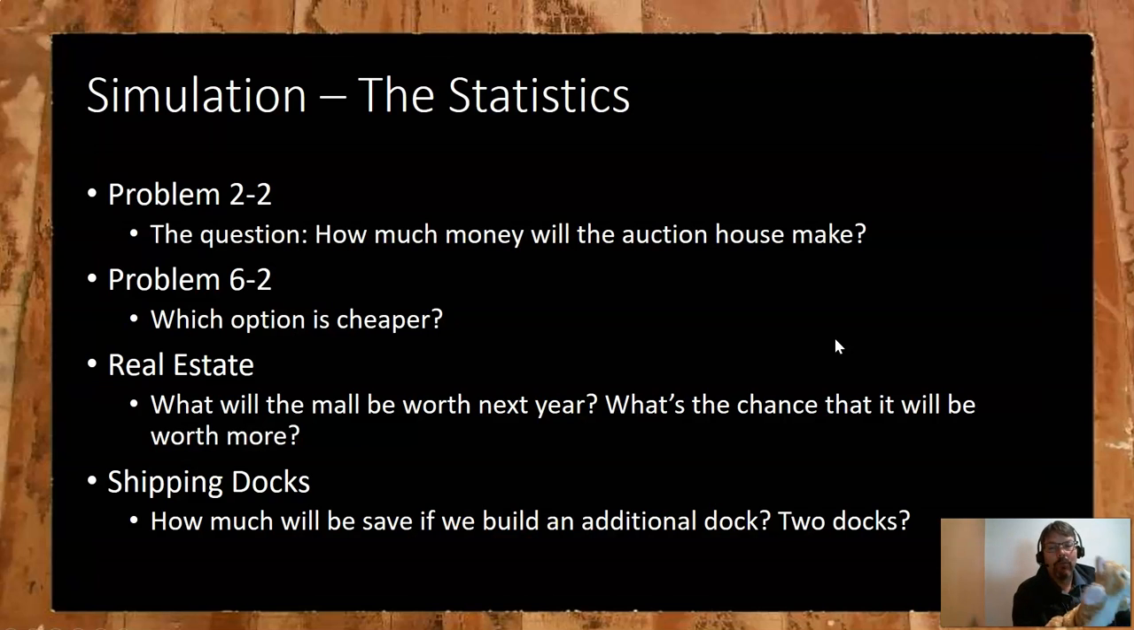We're going to look at problem 2.2, problem 6.2, the real estate, the 4 problems looked at. The correct statistics depends. I'm talking, Stat. I thought it was my turn. Okay, fine. You explain this.